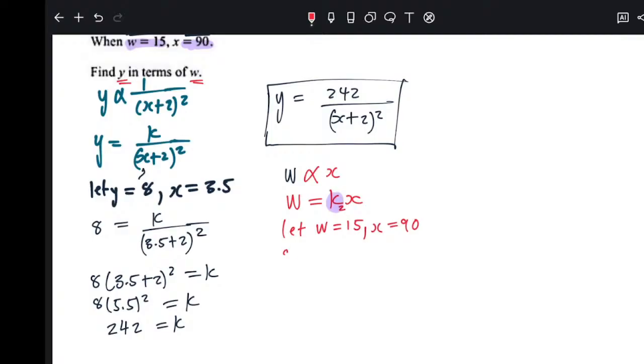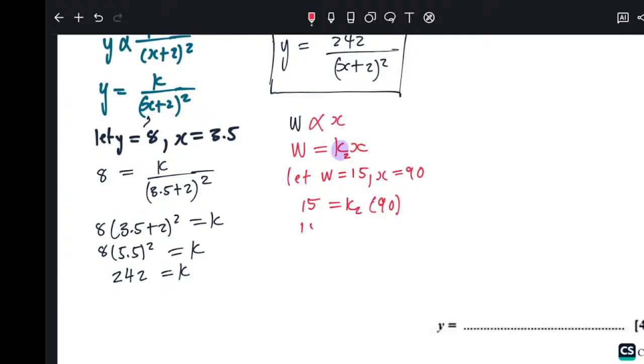You're going to have 90 is equal to k2 by 15. No, W is 15, okay. 15 is equal to k2 by 90. Because the x is the one which is 90. So now you take 90 to the other side. 15 over 90 is equal to k2. What is 15 over 90? You get 1 over 6 is equal to k2.